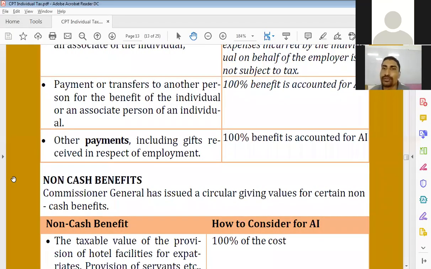Payment or transfers to another person for the benefit of the individual or associate person of the individual. உங்களுடைய அல்லது உங்களோட ஃபேமிலி மெம்பர் போன்றவங்களோட பெனிஃபிட்டுக்காக உங்களோட எம்ப்ளாயர் ஒரு தேர்ட் பார்ட்டிக்கு பேமெண்ட் செய்யறார். ஃபார் எக்ஸாம்பிள், உங்களோட எலக்ட்ரிசிட்டி பில்லை உங்களோட எம்ப்ளாயர் பே பண்றார், அல்லது உங்களோட ஃபேமிலி மெம்பர் ஹாஸ்பிட்டலைஸ்ட் ஆகி இருக்கிறபோது ஹாஸ்பிட்டல் பில்லை எம்ப்ளாயர் பே பண்றார். அப்படின்னு சொன்னா இது உங்களுக்கு ஸ்பெஷல் பெனிஃபிட் தானே.